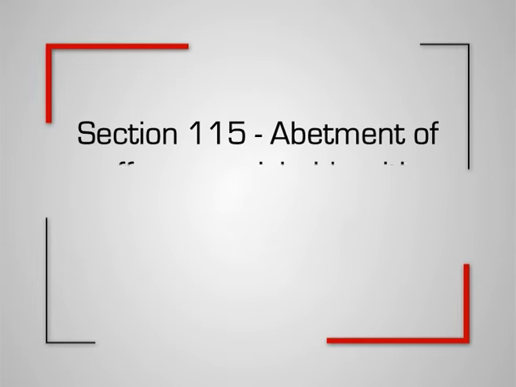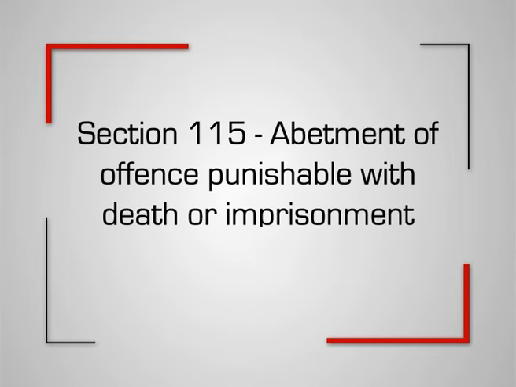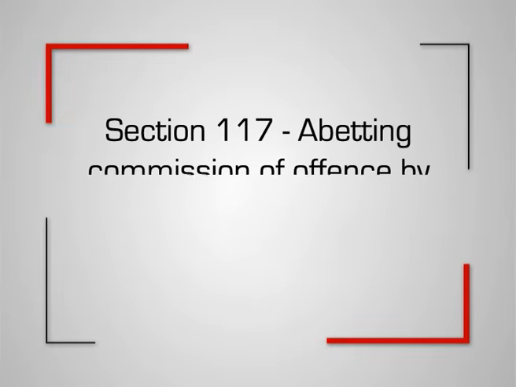Section 115. Abetment of offence punishable with death or imprisonment for life if offence not committed. Whoever abets the commission of an offence punishable with death or imprisonment for life shall, if that offence be not committed in consequence of that abetment, and no express provision is made by this code for the punishment of such abetment, be punished with imprisonment of either description for a term which may extend to 7 years and shall also be liable to fine.